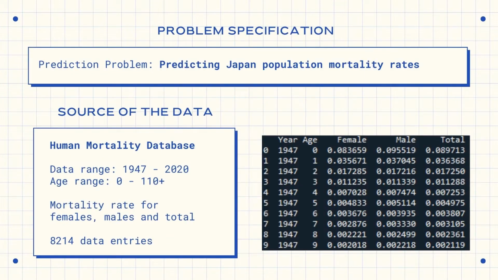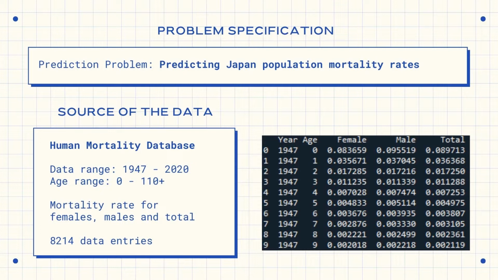The problem that we will be investigating is predicting the Japan population mortality rates. Mortality rate prediction is a common regression problem which has applications in the field of characterizing populations, developing pension and social security schemes, setting life insurance premiums, healthcare applications, and more.